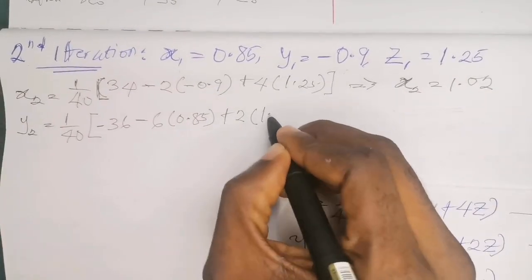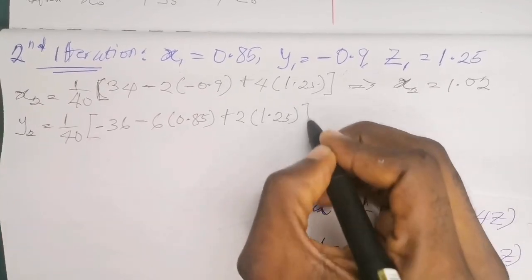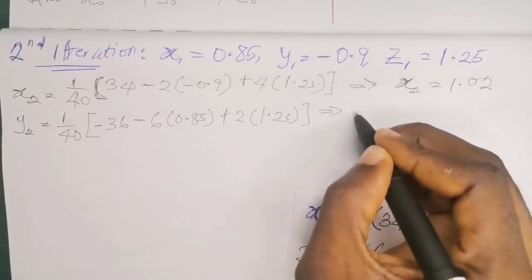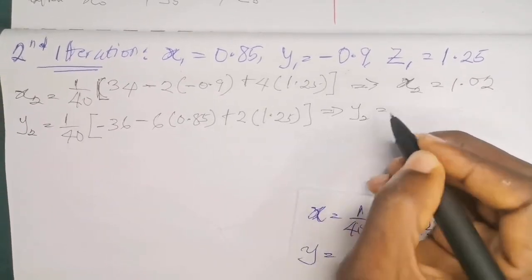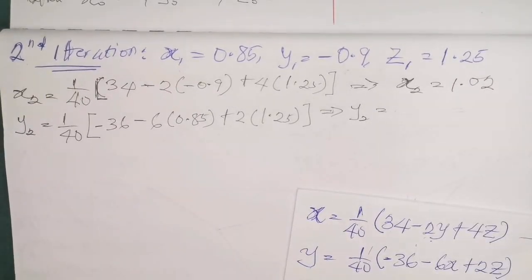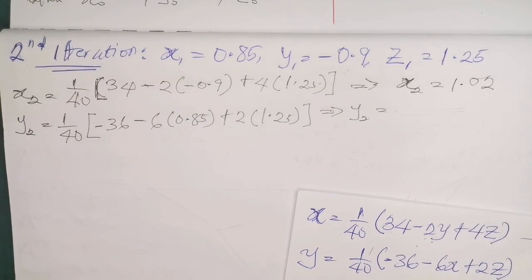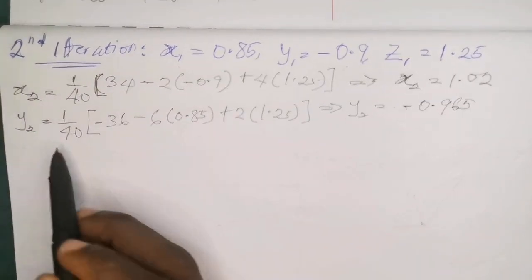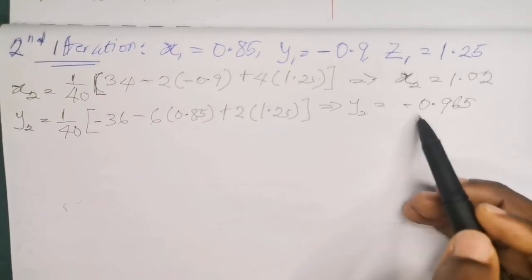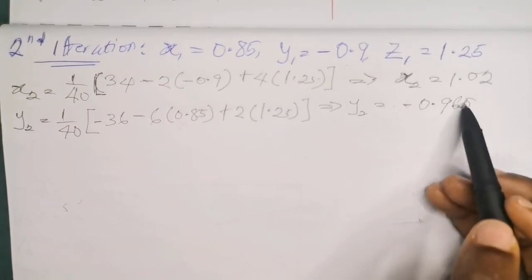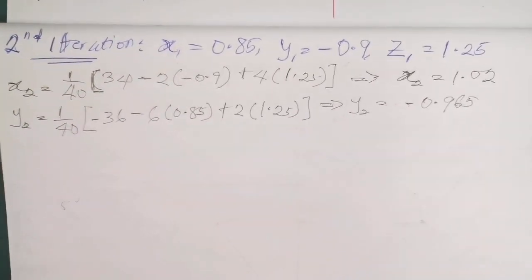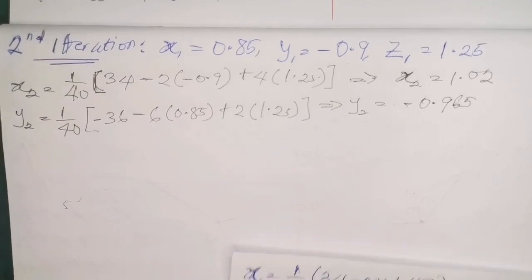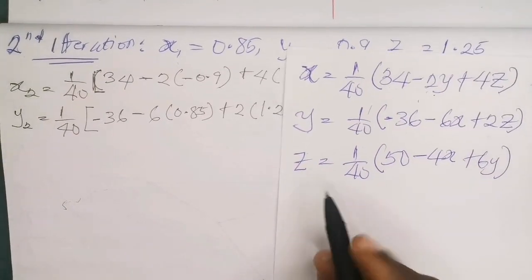So 2 times 1.25, and you have this. So this implies that I'm going to be having y2 to be equal to, so I'm going to be punching all together once again. All right, so upon evaluation, I have y2 to be equal to negative 0.965. Okay, so having found the second iteration for y, we move now to solving for z.